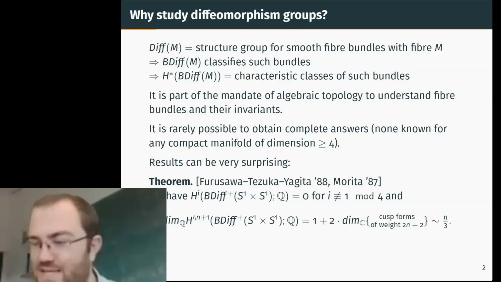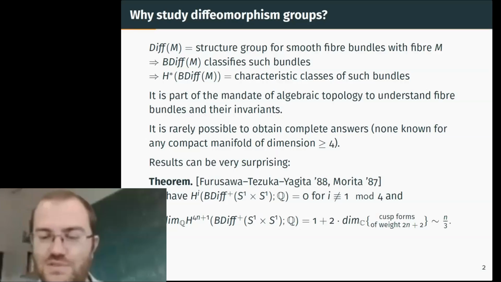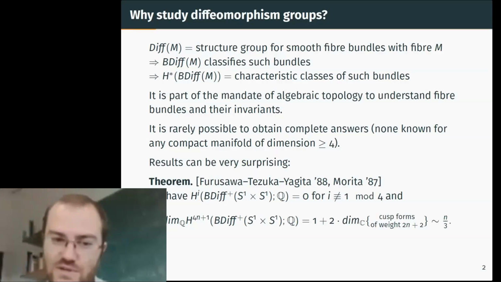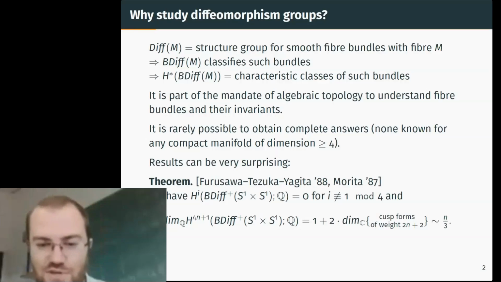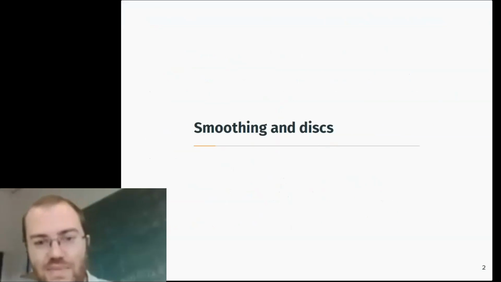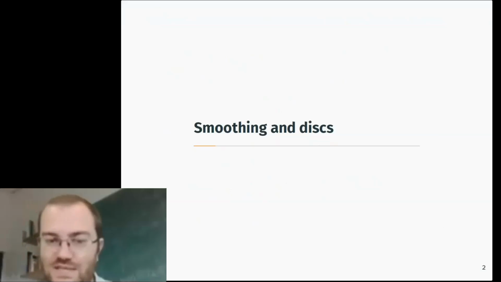In fact, when you get into this business, it's not so surprising that this sort of thing shows up. It turns out there's a close connection to cohomology of arithmetic groups and therefore to automorphic forms and so on. But it's pretty surprising when you first see it, I think. So that's some background. What I mainly want to talk about is diffeomorphism groups of the disk.